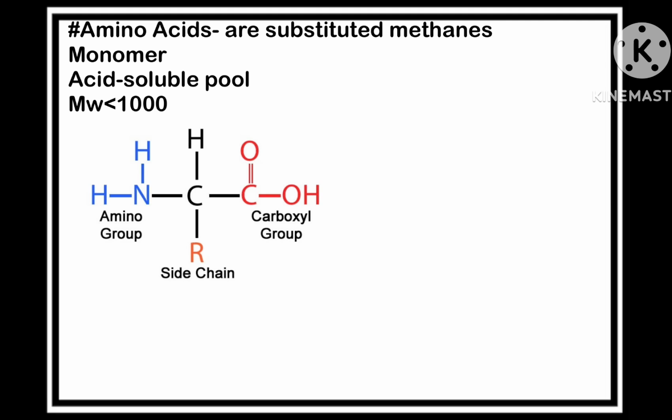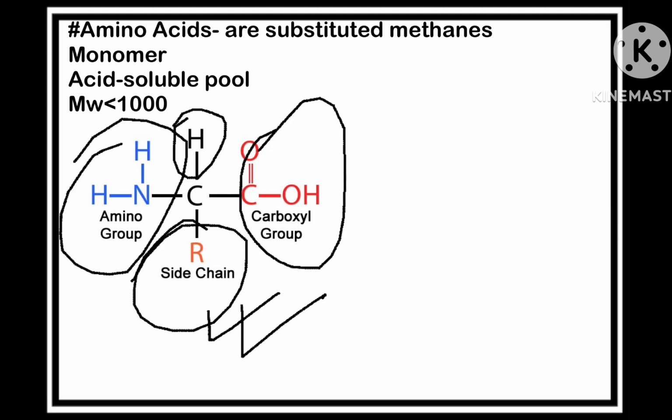They are substituted methanes. Why? Because when you take the structure of methane, we have four different groups. As I already said, there are four substituted groups occupying the four valency positions, which are hydrogen, carboxylic group, amino group, and one variable group, which is the R group. On the basis of the nature of this R group, there are many amino acids.